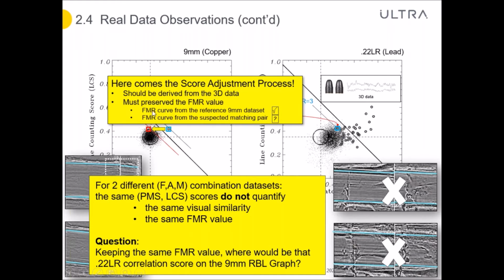The first one, we need the false match rate curve of my reference 9mm dataset. That one is quite easy because we can pre-compute it. We have all the data. But the false match rate curve of my suspected matching pair of bullets right here, where everything starts, it's another ballgame. But you will see that we find a way to compute the false match rate curve for any suspected matching pair of bullets. We will explain that in detail. This is the core of the score adjustment process. We'll explain that in section 4.